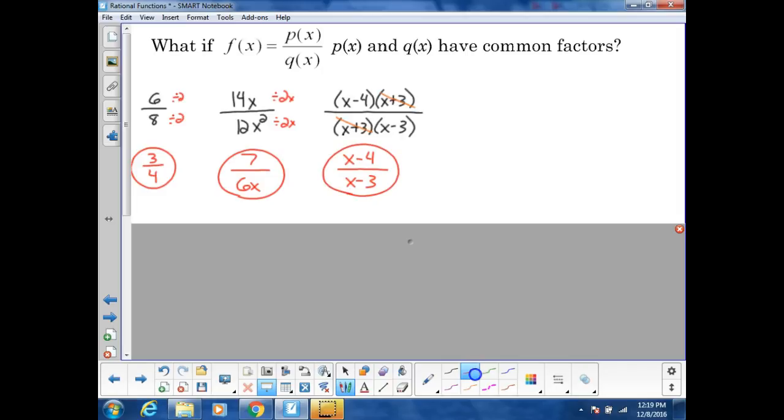Okay. What if I had that? What? Gonna factor the top? What is the top factor to be?